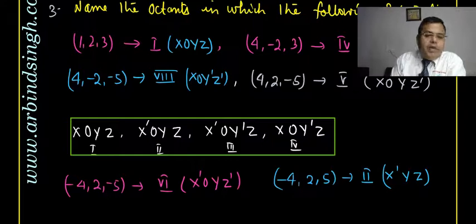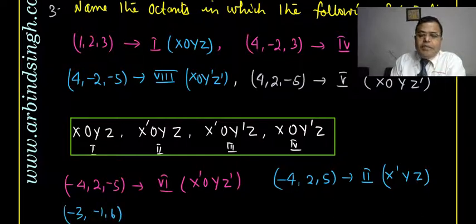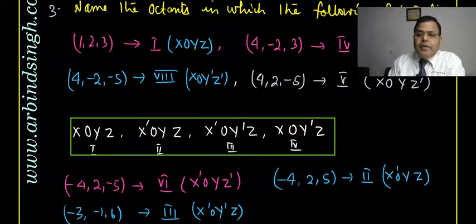Similarly, one more point is minus 3, minus 1 and 6. This is nothing else but x dash, o, y dash and z. X dash, y dash and z. That is the third quadrant. So clearly it is the third quadrant. I hope you got it.